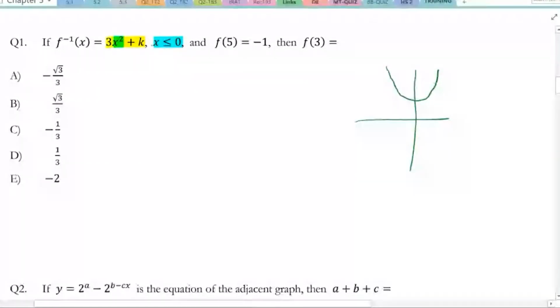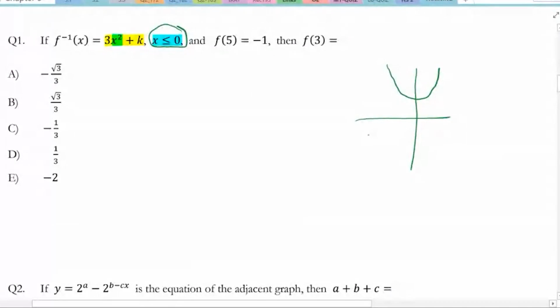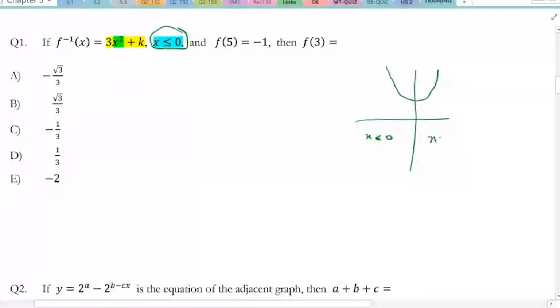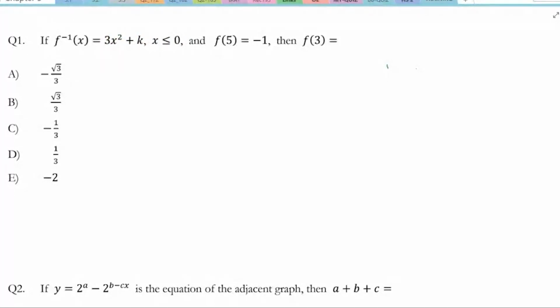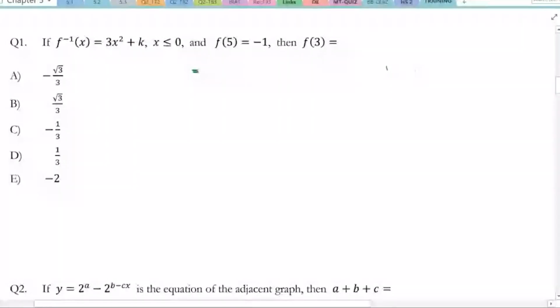So when we are talking about x less than or equal to 0, we are talking about this part. And then here we have x greater than 0. So you will agree with me that since we are interested in only this part, the function is one-to-one. And as such, we can find the inverse for this function. So here, gentlemen, the inverse is already given to us. So what do we do? Let us rewrite this one.